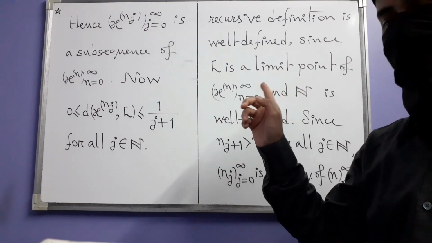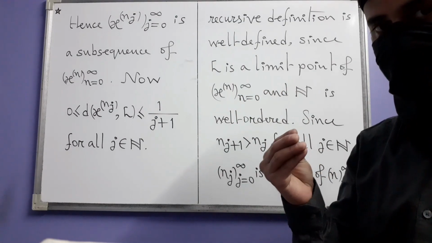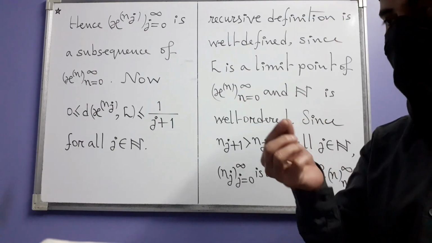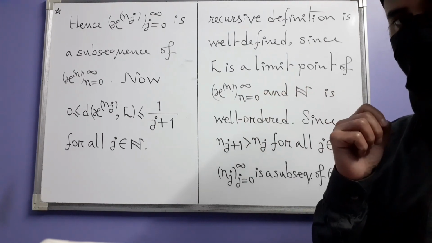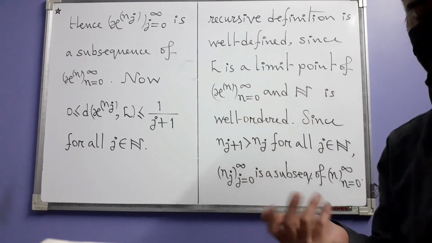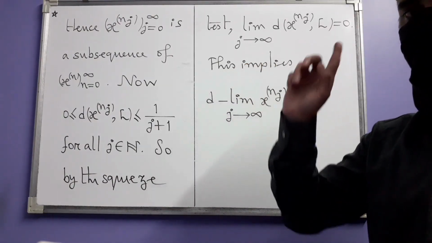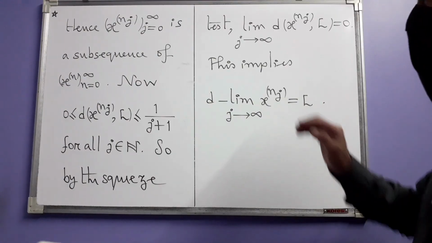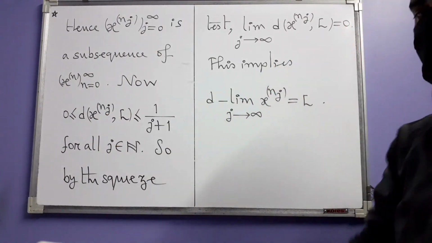You go to the definition of n0. n0 being the minimum of that set is itself also present in that set as an element. So the distance between x n0 and L needs to be less than or equal to 1. So that is also true. So by the squeeze test, you recall the squeeze test from limits of sequences of real numbers, the limit of this middle sequence is equal to 0.